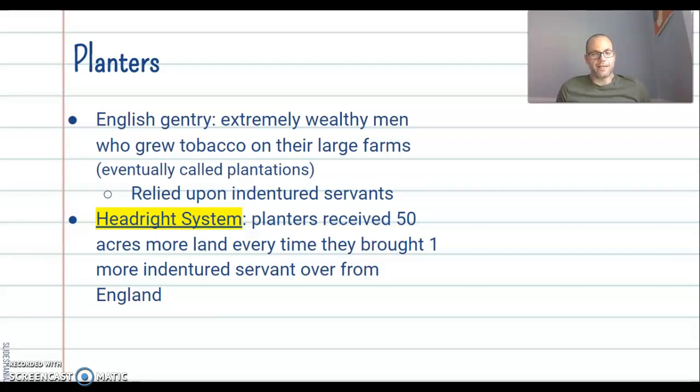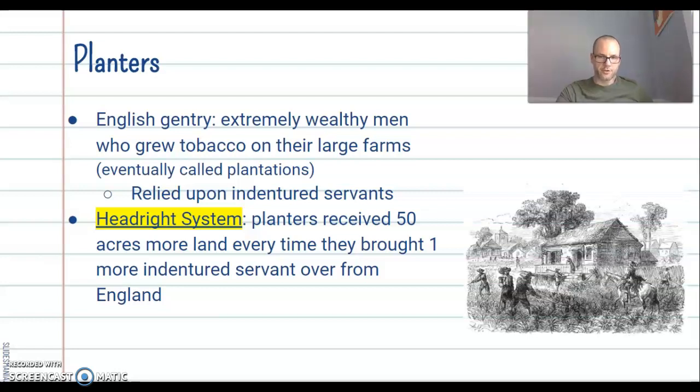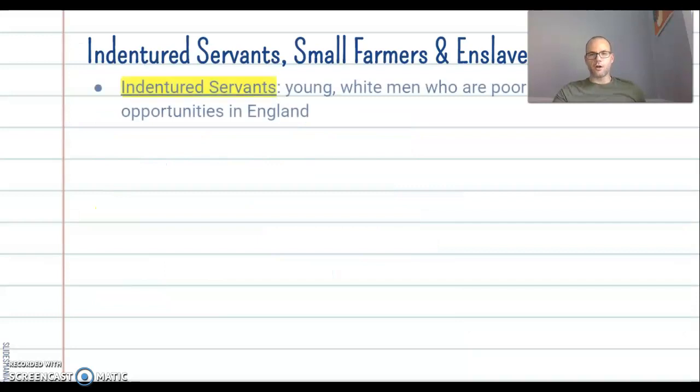And as we know, tobacco takes a lot of land to cultivate because it's so hard on the land. So it's in their best interest to bring over these indentured servants. Okay, indentured servants, please know this is a picture here of indentured servitude. And please know that indentured servants are not wealthy people, and they're not usually Black people, African people. These are young white men from England who are super poor and don't have any opportunities in England.